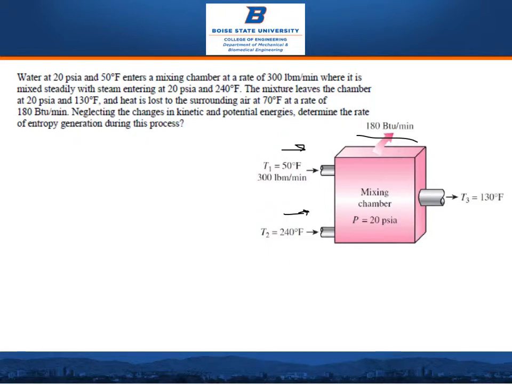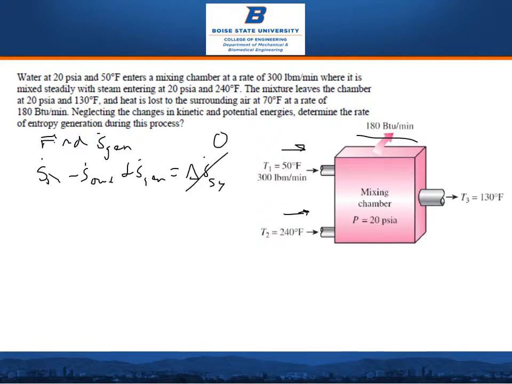So that would be S dot gen. Remember, it's S dot since it's a rate. So to find S dot gen, remember S dot in minus S dot out plus S dot gen is equal to delta S dot of the system. Okay? And we know this is a steady system, or we're going to make the assumption it's a steady system, so that we know can be 0. Okay? So, rearranging here.